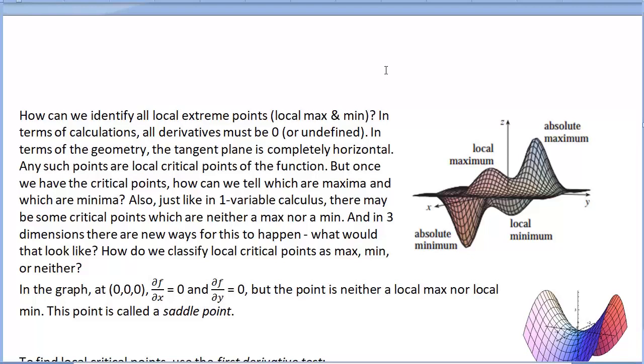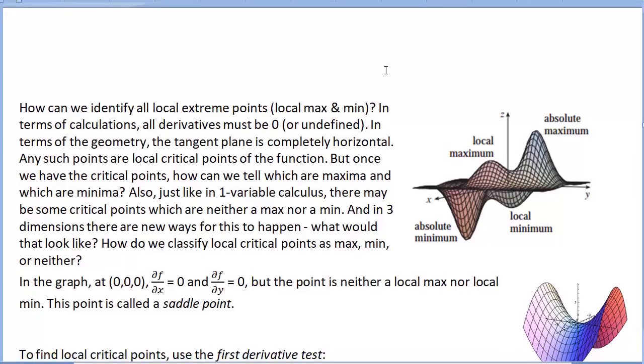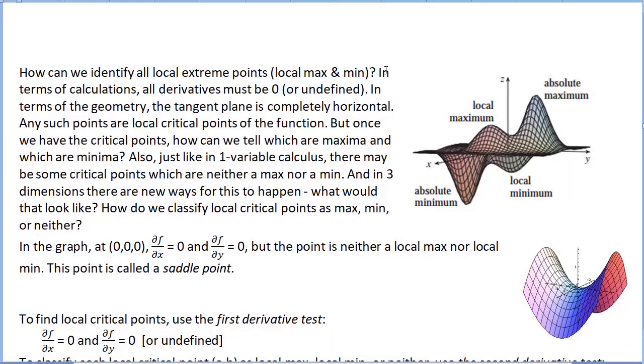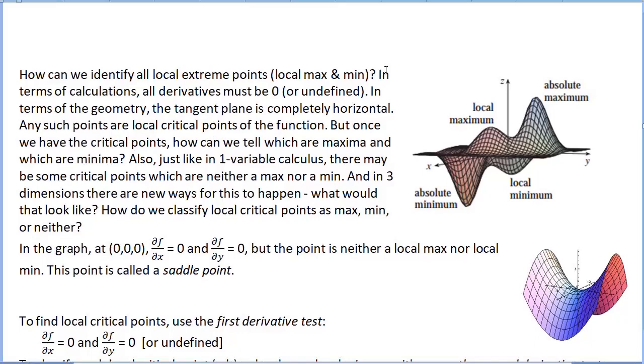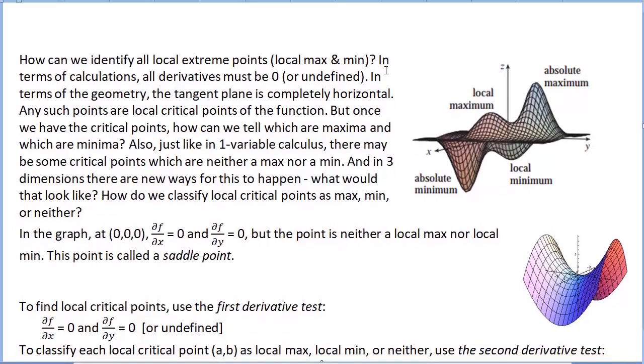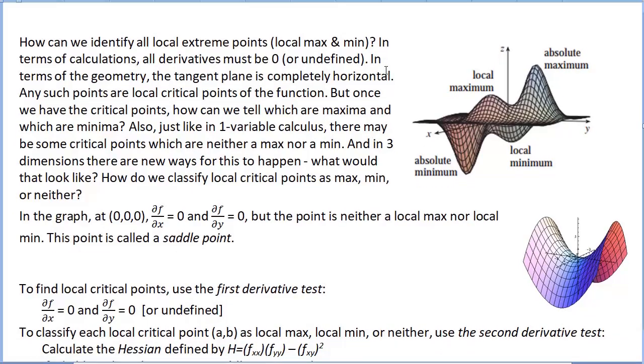So the way that we can classify a critical point: we find critical points using the first derivative test, which is just df dx equals 0 and df dy equals 0. Could also be undefined. Next, to classify critical points as either a local max, local min, or neither, we use the second derivative test. This one's a little more complicated than we saw in single variable calculus.